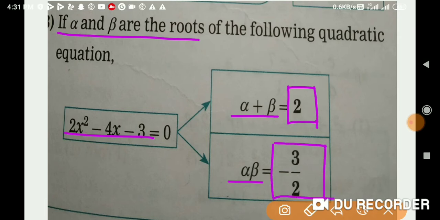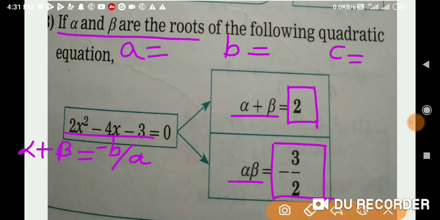Understand? First find out the value of alpha plus beta, which is equal to minus b upon a. Okay, see here we have to write down the values of a, b and c. A means what? A is the coefficient of x square. See the quadratic equation, the coefficient of x square is 2, therefore a is equal to 2. Okay, now see, the coefficient of x is minus 4, which is the value of b, and c is the constant term, which is minus 3.